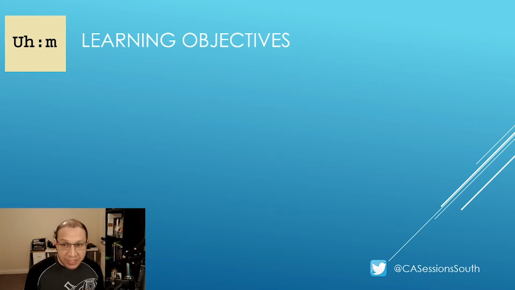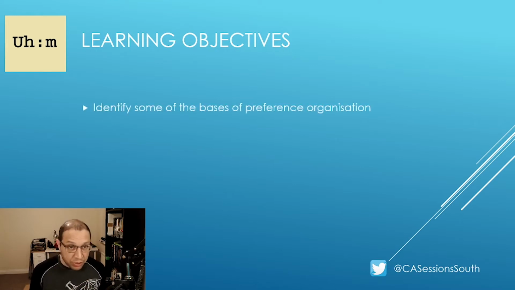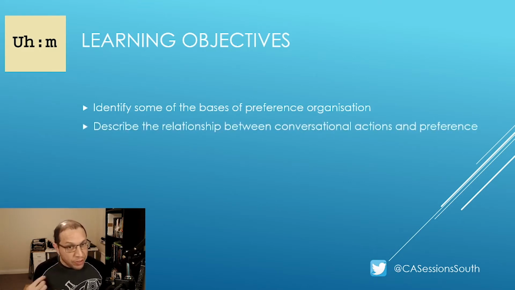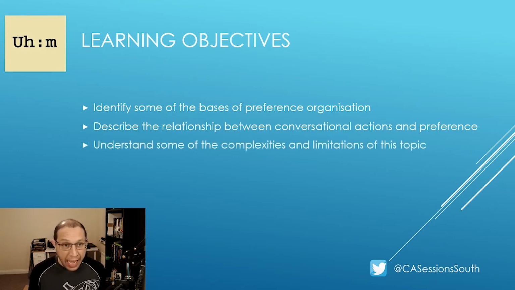So by the end of today's session, you should be able to identify some of the bases of preference organization. You should be able to describe the relationship between conversational actions and preference organization. And you should be able to understand some of the complexities and limitations inherent to this topic.